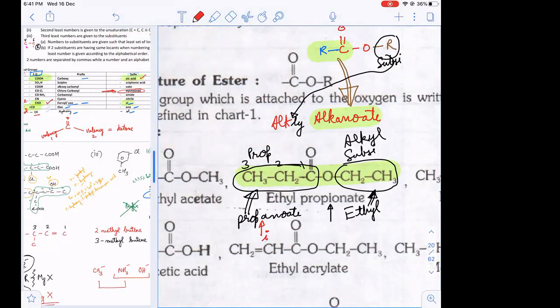Even if you don't write I, this name is correct. Okay, let's forget about I, it will create confusions. Ethyl propanoate is an accepted IUPAC name. Let's forget about I, it will confuse. Ethyl propanoate is the perfect name.